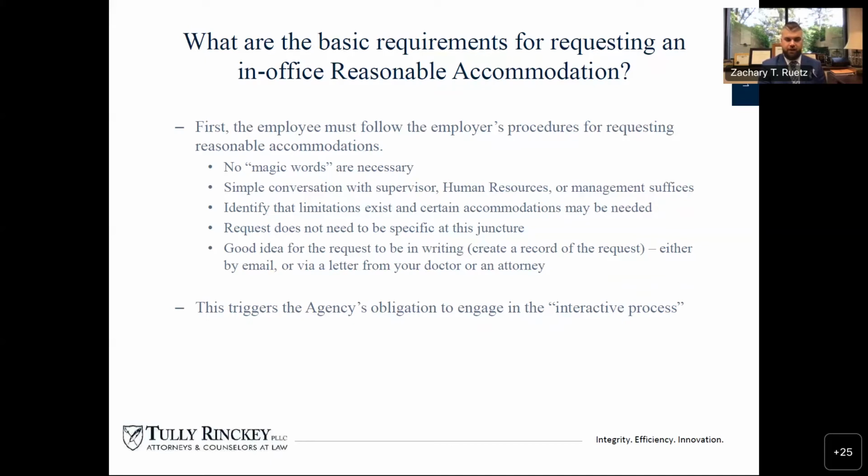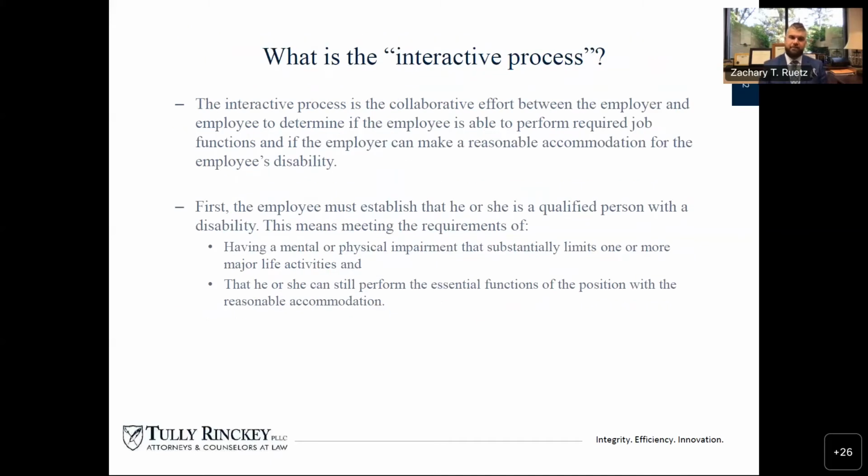And what is the interactive process? It's a collaborative effort between the employer and the employee to determine if the employee is able to perform the required job functions and if the employer can make a reasonable accommodation for the employee's disability or limitation. So first, you have to establish that you're a qualified person with a disability. That means meeting this requirement of having a mental or physical impairment that substantially limits one or more of the major life activities, and that you can still perform the essential functions of the position with or without that reasonable accommodation.